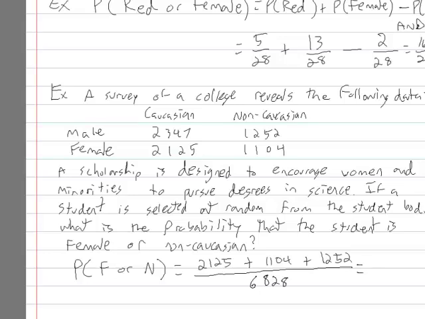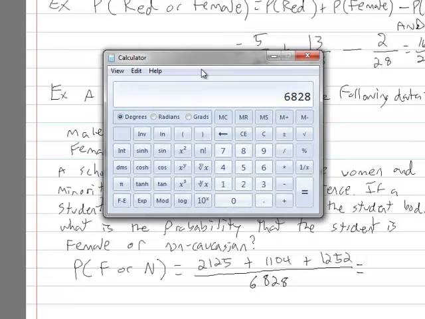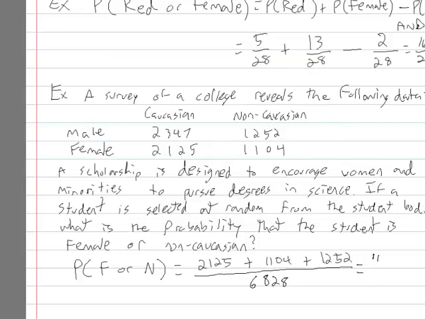Okay, well, let's add those first three numbers. There's three numbers in the numerator. 2125 plus 1104 plus 1252. Yep. Okay, so we get 4481 divided by 6828. Can I simplify that? I think I probably can. But really, for now, that might take a while to try and see if there are any common factors. So it's sufficient just to get that as a decimal, most likely.